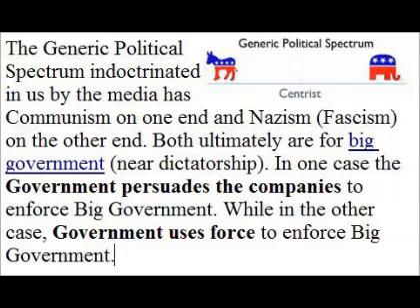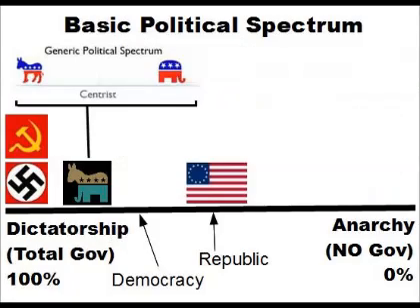Topic: Basic political spectrum. The generic political spectrum indoctrinated in us by the media has communism on one end and Nazism, fascism, on the other end. Both ultimately are for big government, near dictatorship. In one case the government persuades the companies to enforce big government, while in the other case government uses force to enforce big government. The real basic political spectrum is as shown here.